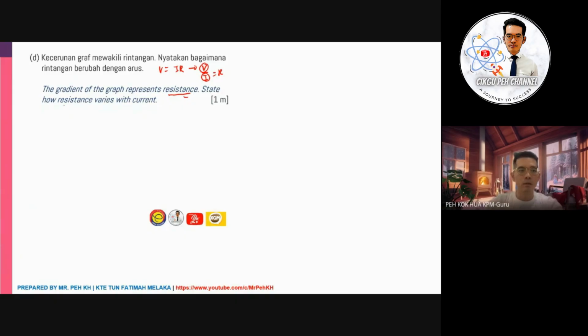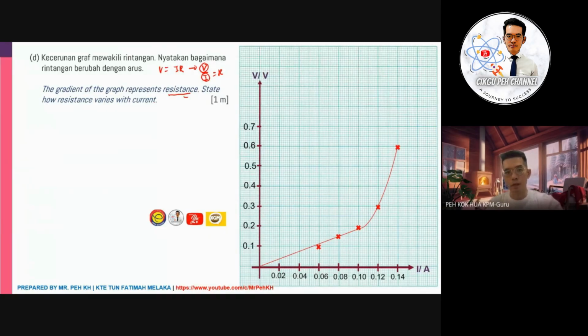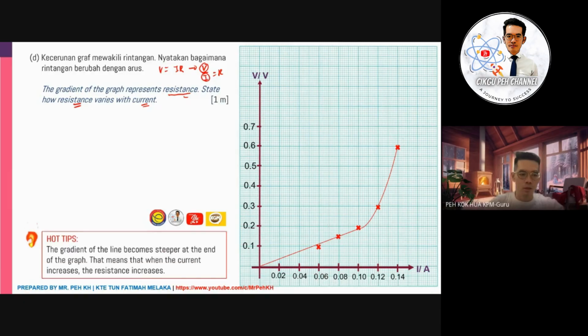Okay, so state how resistance varies with the current. Again, you need to look at your graph. You can see your gradient is actually keep increasing, right, as the current increases. You want to give the relationship between resistance and current. So from the graph, you can see that when the current increases, the resistance increases. You can see the gradient on the line becomes steeper. Steeper means the gradient increases.